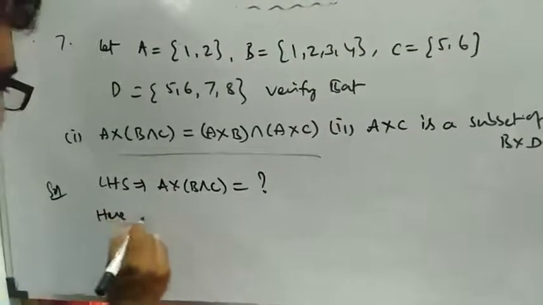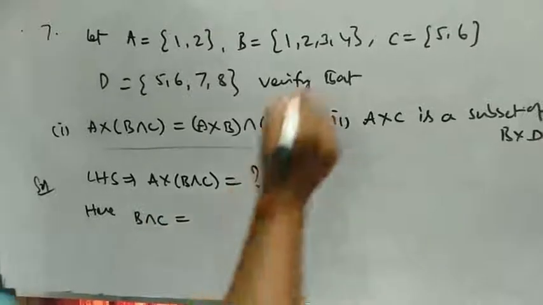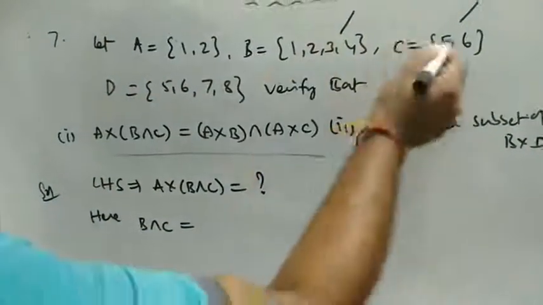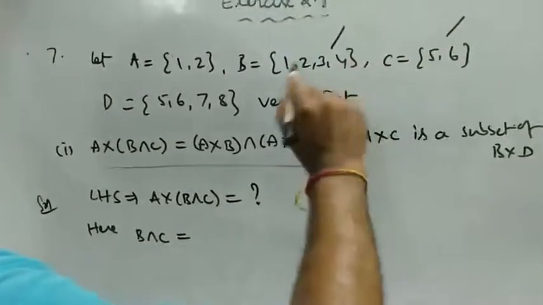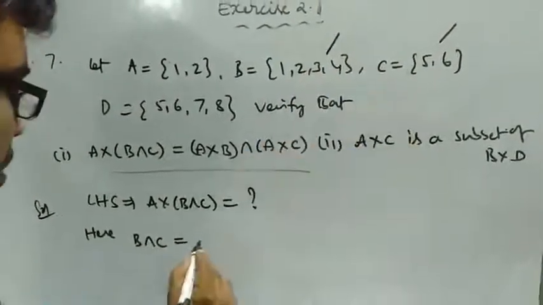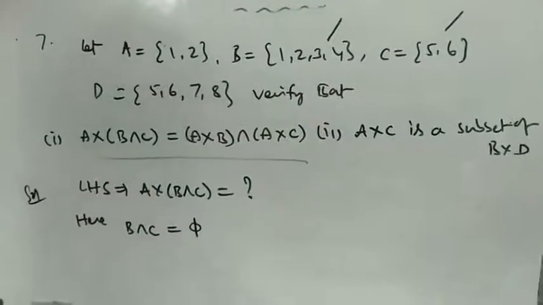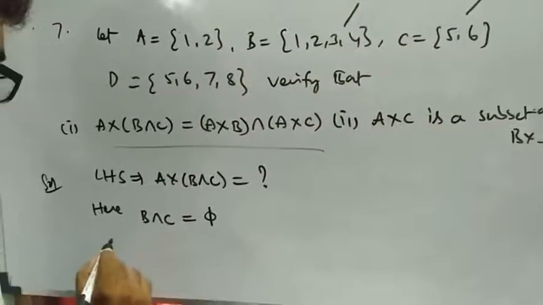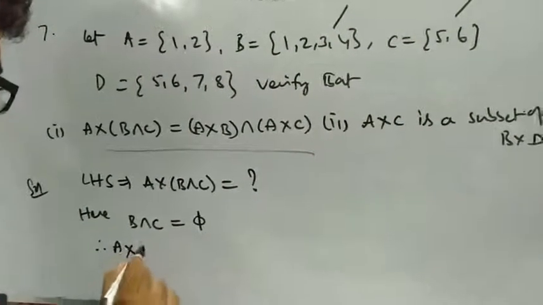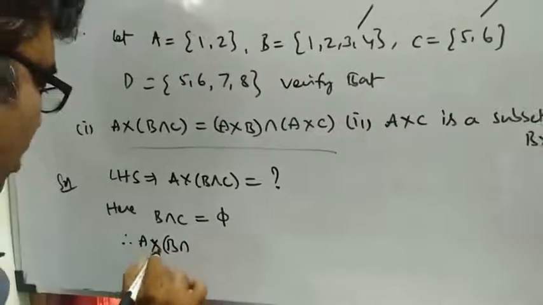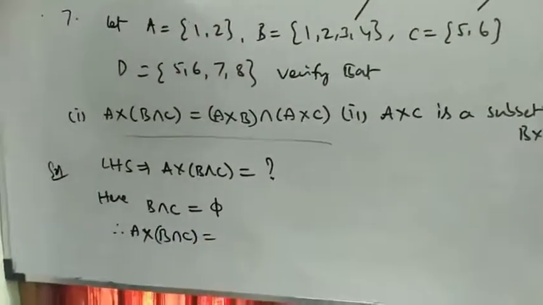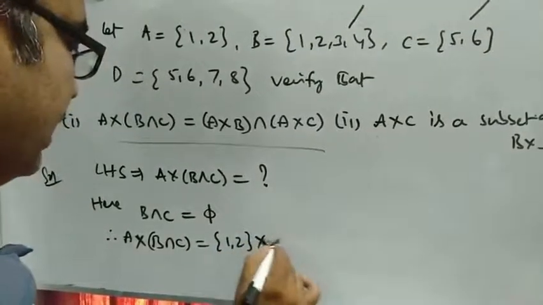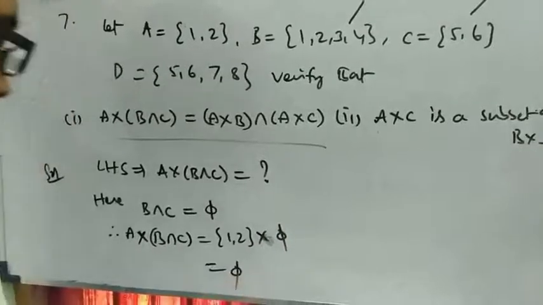Here B intersection C. B is {1, 2, 3, 4}, C is {5, 6}. B intersection C means the common elements between B and C. There exists no common element, so B intersection C is equal to phi, the null set. Therefore A cross (B intersection C): A is {1, 2} cross the null set, so this is a null set. That is the LHS.